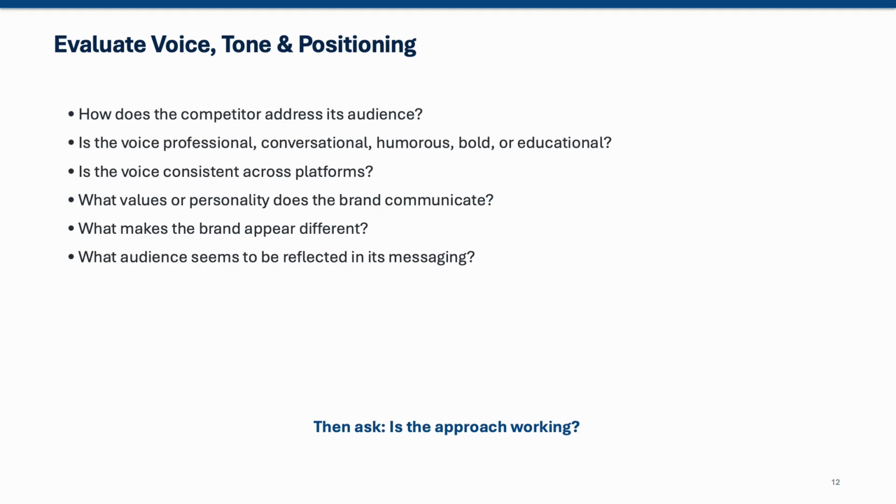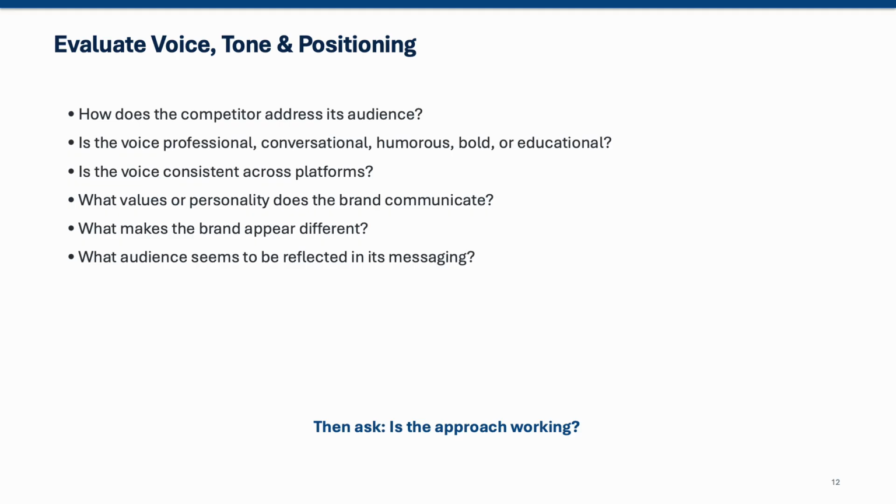You should also pay attention to how competitors communicate. How do they address their audience? Is the voice professional, conversational, humorous, bold, educational, or something else? Is that voice consistent across platforms?